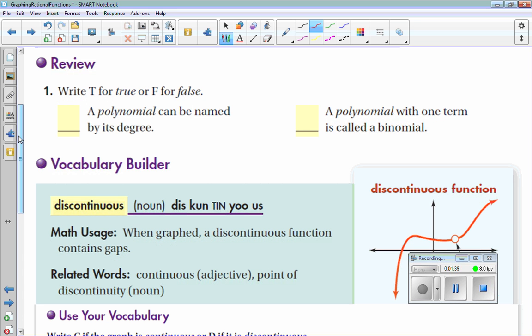Polynomial, it's a big word. Can I name it by its degree? What's degree? Let's remember all these terms, all these snow days have kind of harbored us here a little bit. Okay? Get your homework. You can put it on my desk for me, okay? What's a polynomial? And what's a degree?